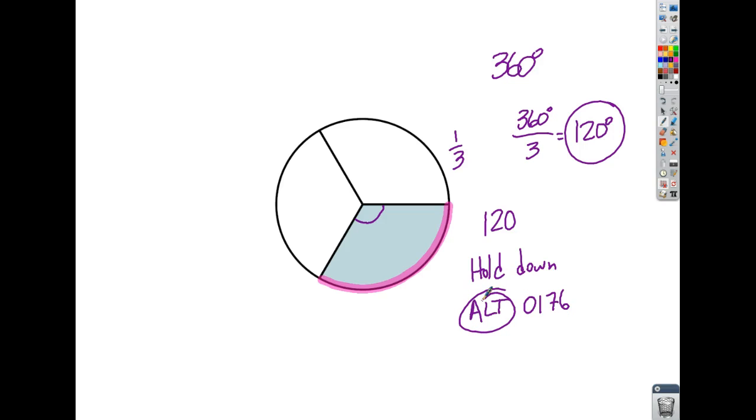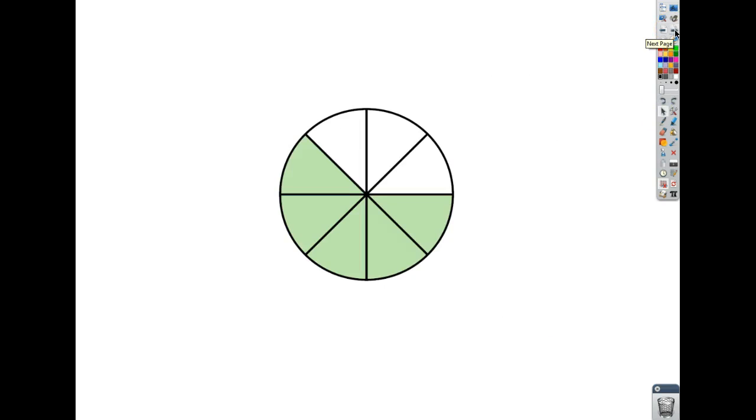So on this next one, I want you to try doing that. You're going to hold down Alt, press 0176, and then let go of Alt. All right, so let's try this. Go ahead and tell me how many degrees it goes from here to there. Go.